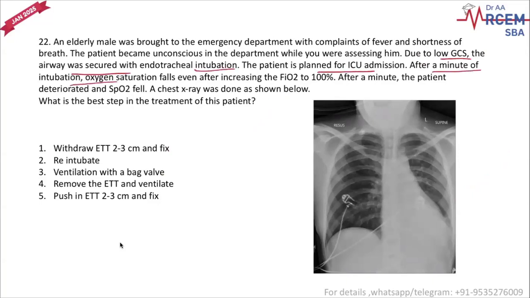After a minute of intubation, the oxygen falls. Oxygen falls even after increasing the FiO2 to 100%. After a minute, the patient deteriorates and SpO2 values fall. A chest X-ray was done as shown below. What is the best step in management or treatment of this patient?